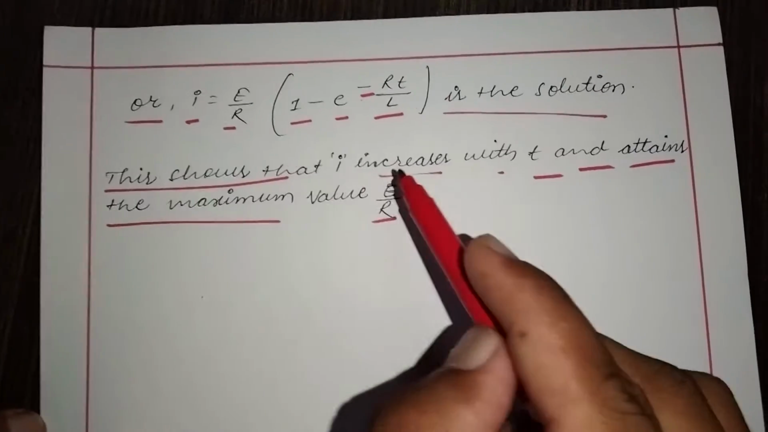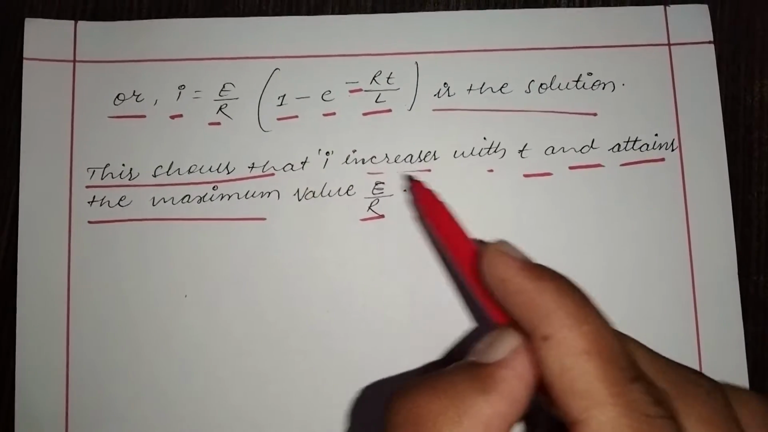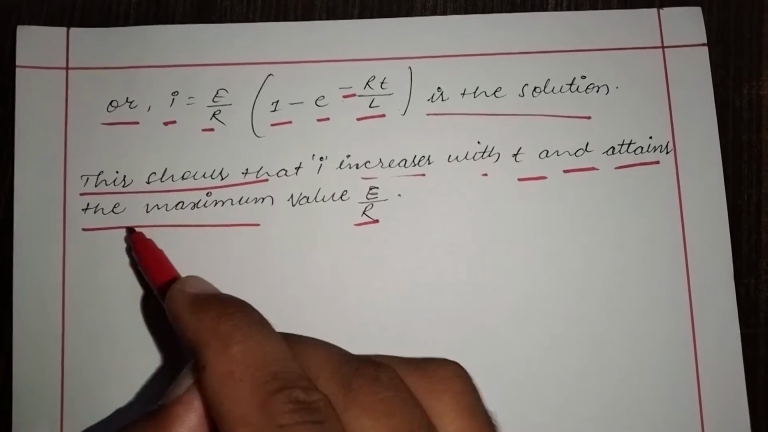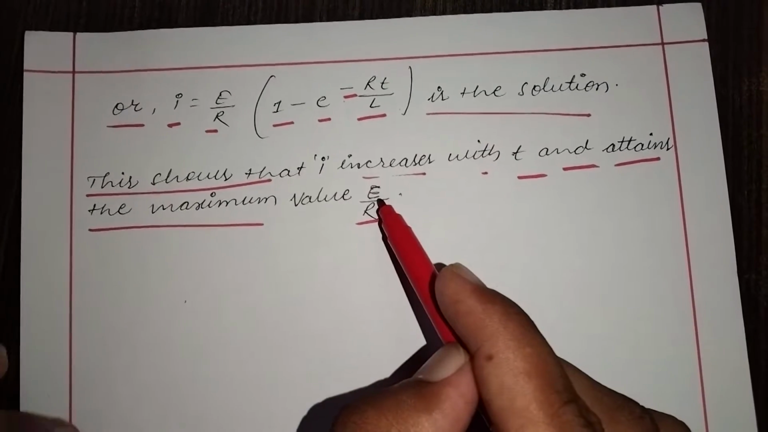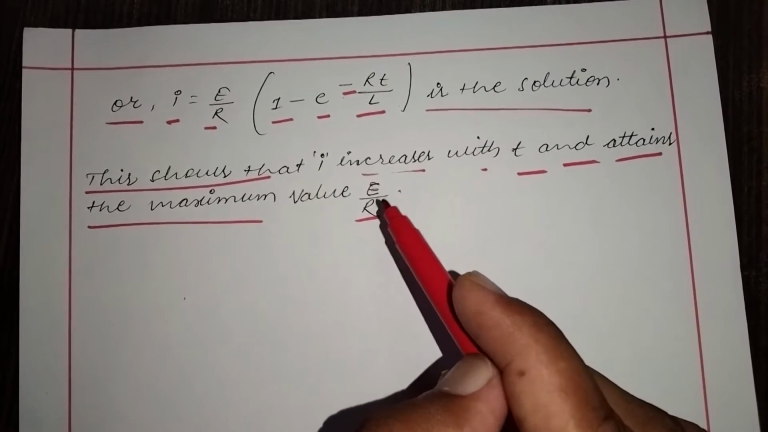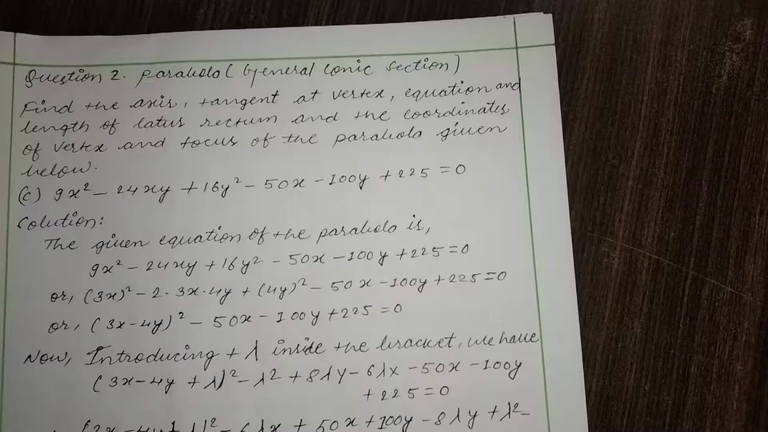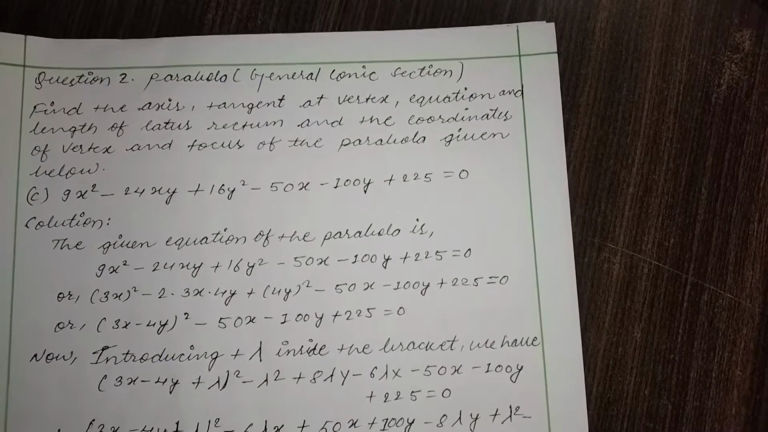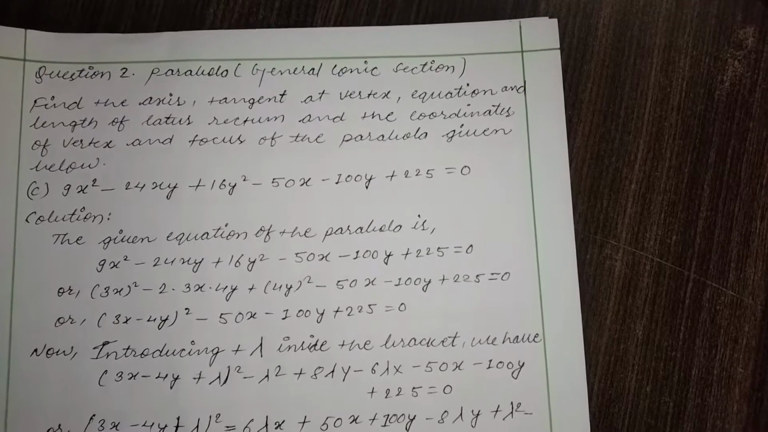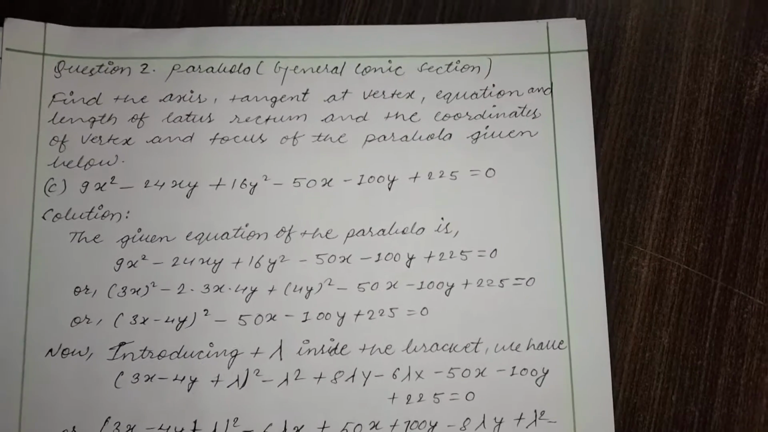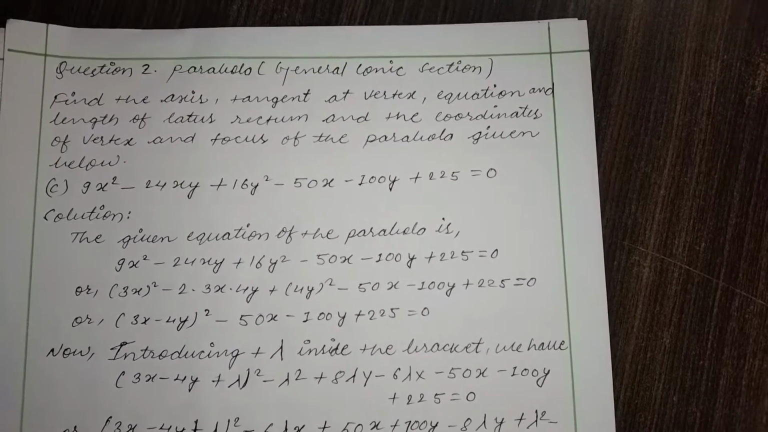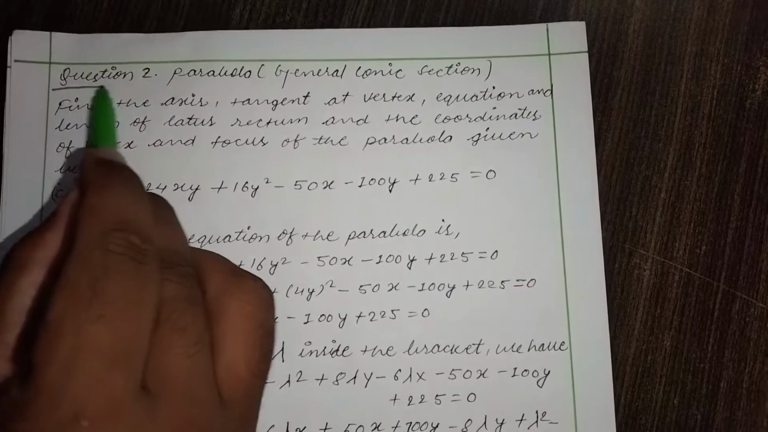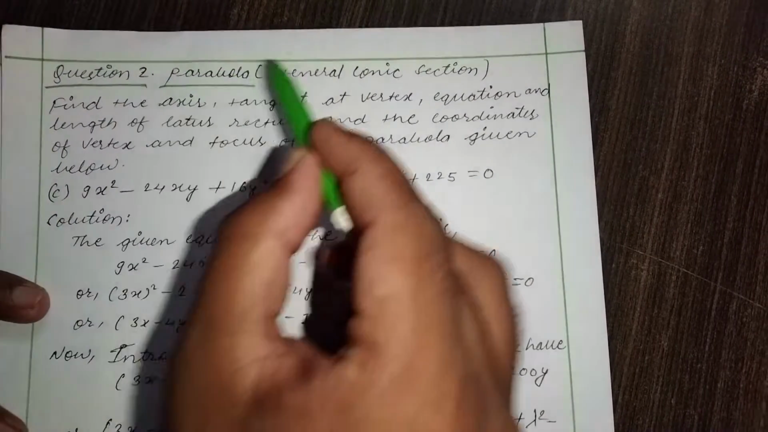This shows that the current I increases with time t and attains the maximum value E by R, the voltage source battery divided by resistance R. Now we are in the second question of the math presentation. It is our second series, and now we are going through question number 2. It is from the chapter Parabola, General Conic Section. It is given here. You can see it easily.